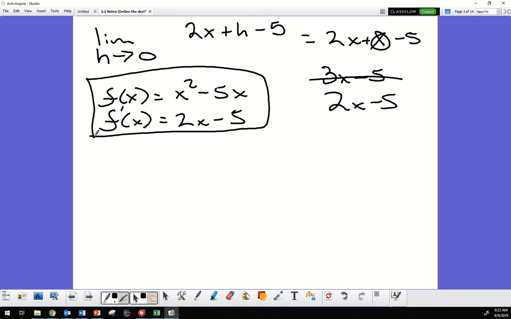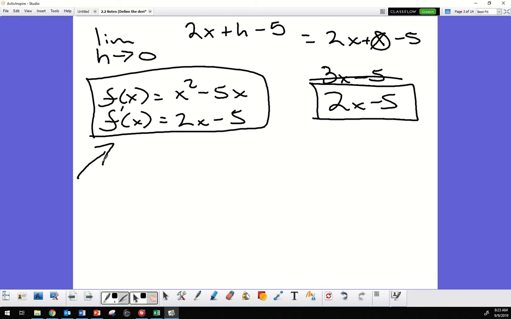So this final answer, the derivative of f of x, should be 2x minus 5. What does this mean? This means the derivative at any point of the function can be modeled by that. If I ask what is the slope at 0, you plug in 0 for the derivative function, 2 times 0 minus 5, which gives a negative 5. So my slope at that point would be negative 5.